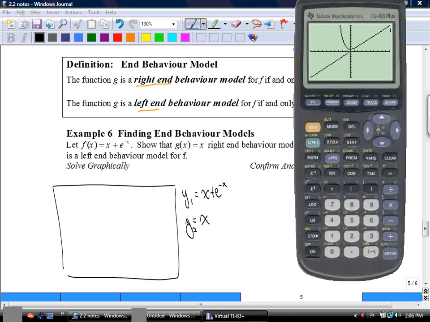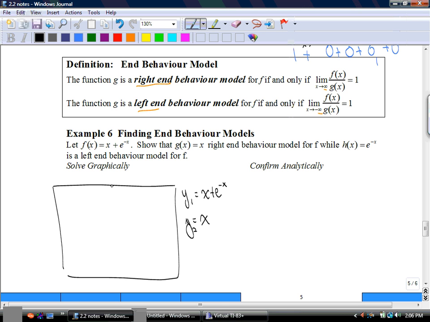So there's x plus e to the x. There's y equals x. Is y equals x a right-hand behavior model or a left-hand behavior model? Right. Why?